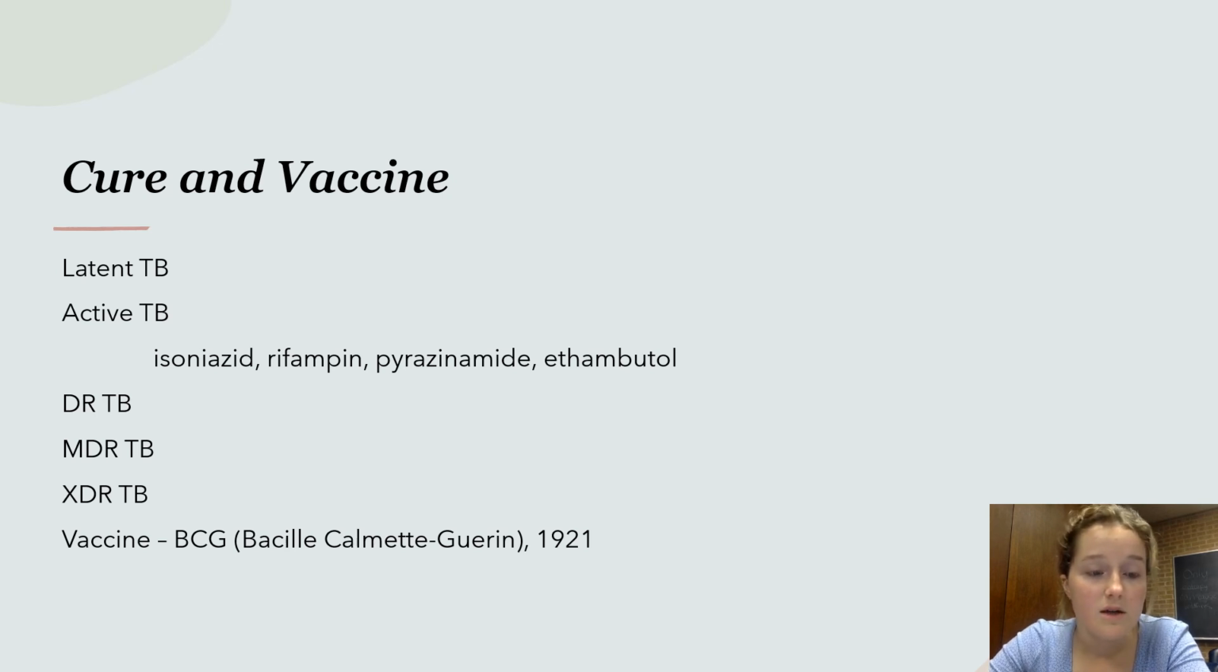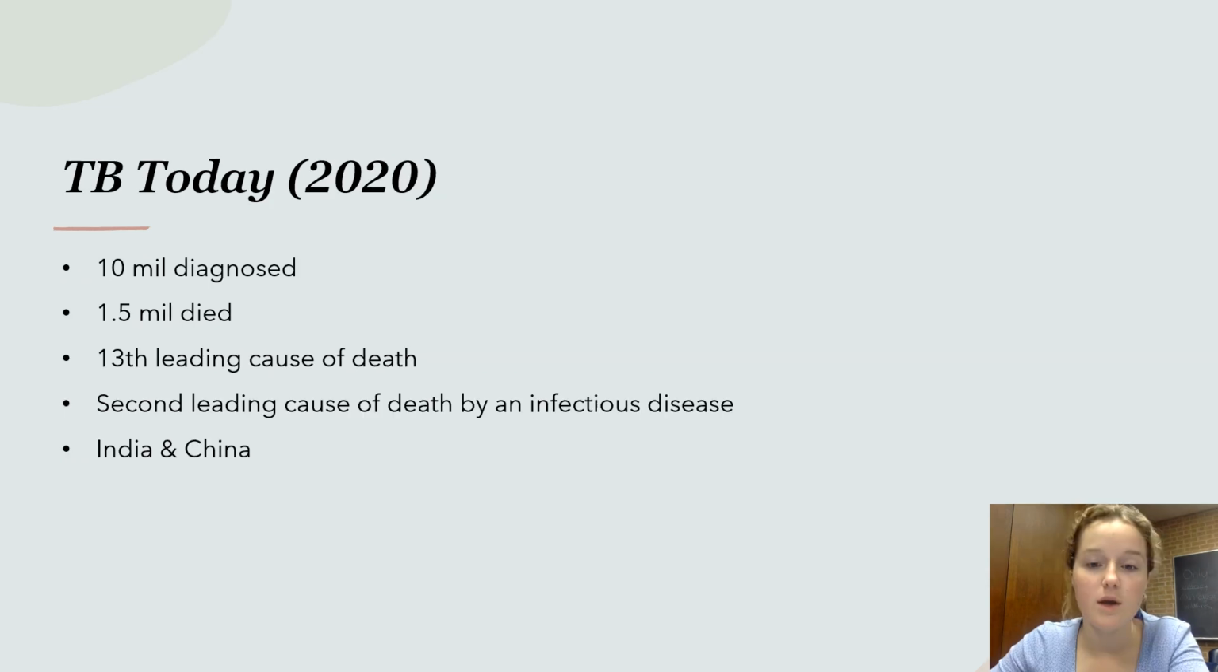The vaccine, there's one vaccine for TB, which is the BCG vaccine, and it was found in 1921. So you would think that TB might be able to be eradicated, but it is actually the second leading cause of death by an infectious disease right after COVID as of last year. So in 2020, 10 million people were diagnosed with tuberculosis and 1.5 million people died.